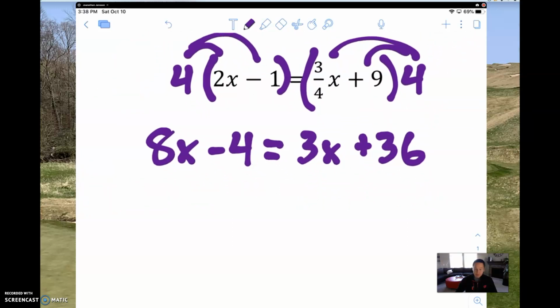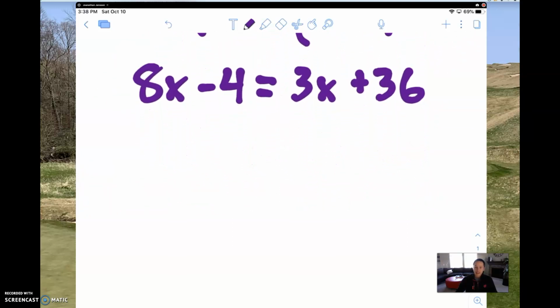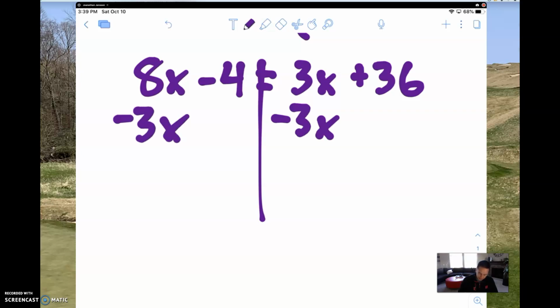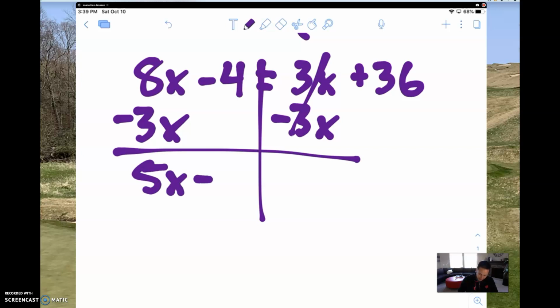So all of a sudden, we've taken a problem that has fractions in it, and now we've turned it into a problem that we should be really comfortable dealing with by now. We have variables on both sides. We're going to eliminate the smaller number, so we subtract 3x from both sides. And we're left with 5x minus 4 equals 36.